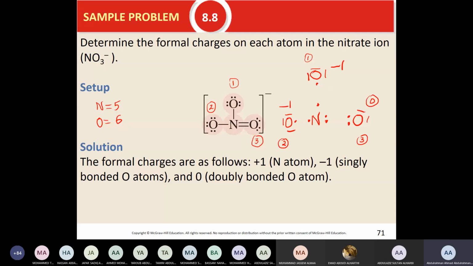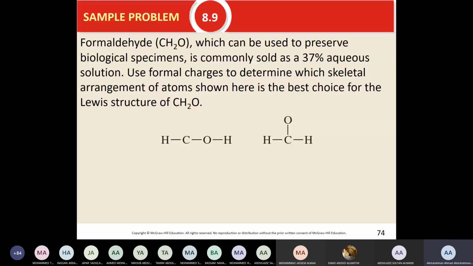Okay, how about nitrogen? +1. Yes, why +1? It lost 1 electron, so it is +1. What's the formal charge in the whole molecule? -1. Why? Because the total is -1, which is this one. Fantastic. I hope this is clear.